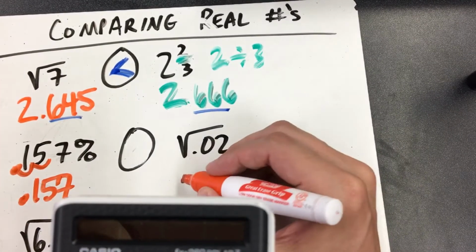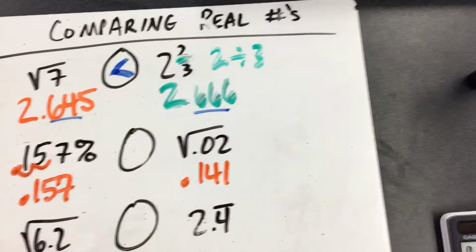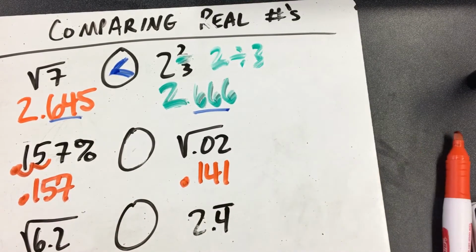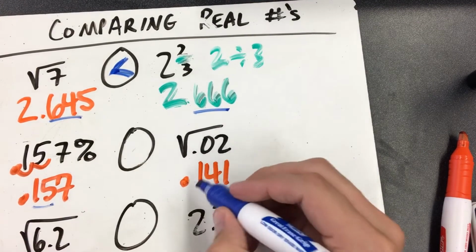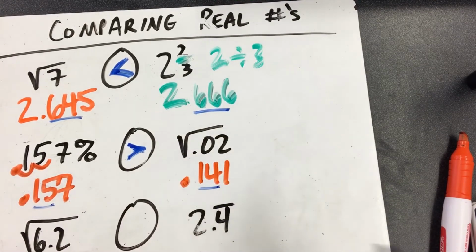0.141421356, and really it goes for more than that. We just ran out of room. I'm just going to put 141. Now is it easy to tell which one's bigger? 157 or 141? Easy, right? 15 is bigger than 14. And so this has got to be greater than.